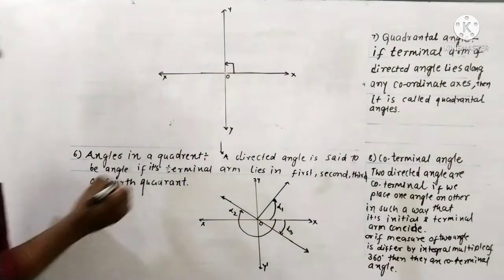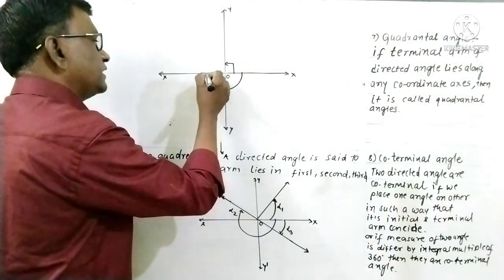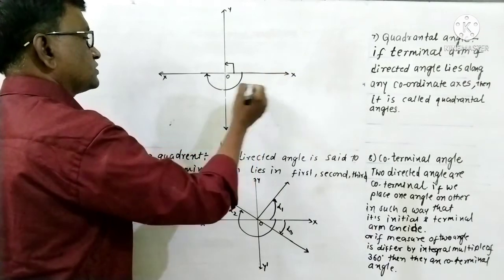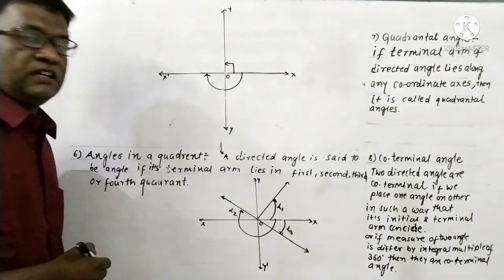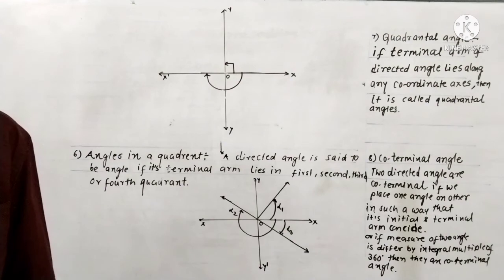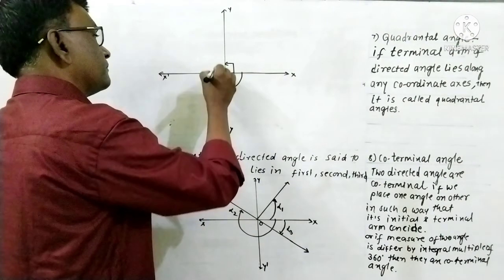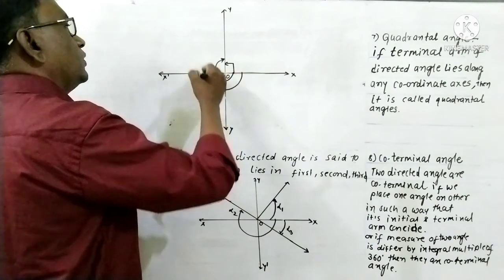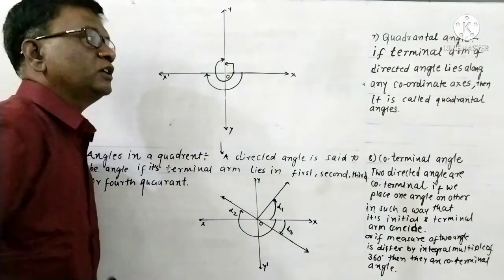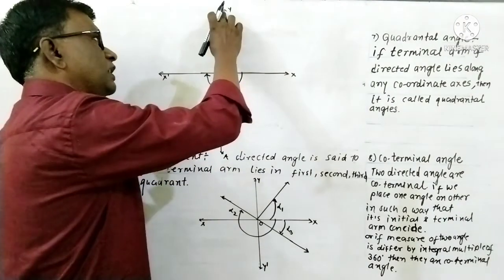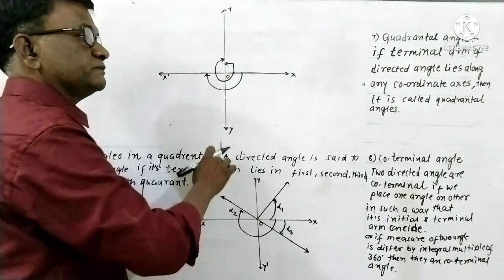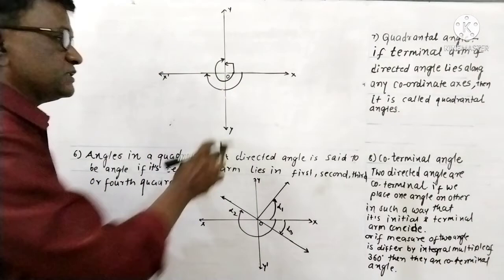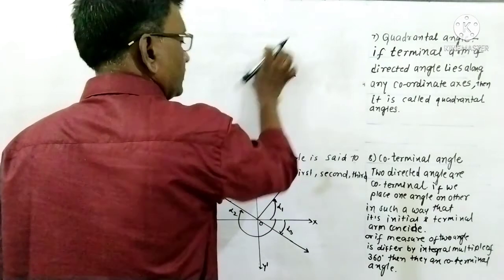Or if you take this angle in clockwise sense, then this angle XOX dash is a quadrantal angle. Or if you take this XOY, this angle is also a quadrantal angle because the terminal arm lies on the axis. So this is called a quadrantal angle. And another type is coterminal angle.